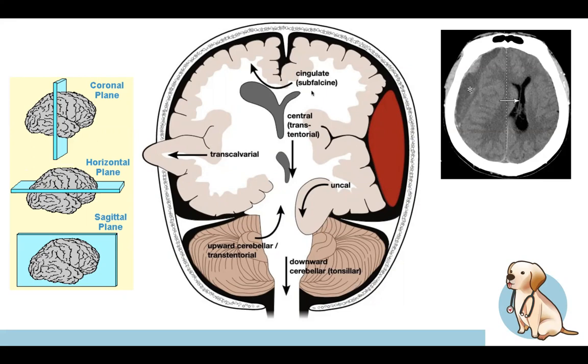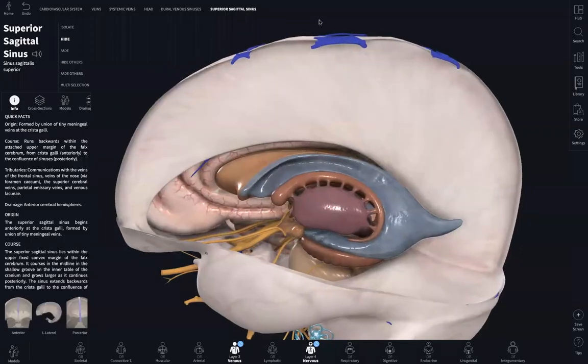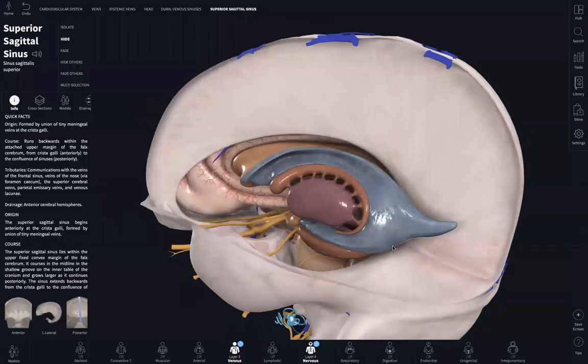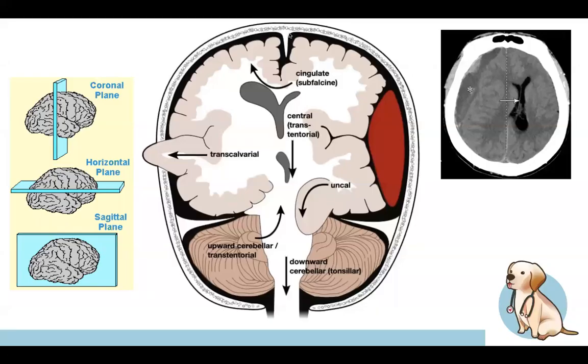So subfalcine herniations are what they sound like. So underneath the falx. So we are looking at the brain in a coronal plane here. So if we took this, we chopped it right down the middle like that, and we're looking through the back, kind of like that. So you can see that's the falx, and that is your tentorium cerebelli. So the brain is just shoving its way underneath the falx cerebri because there's this big mass here.